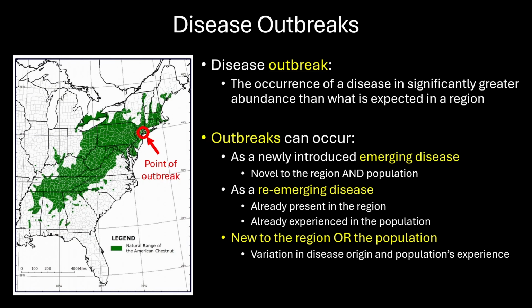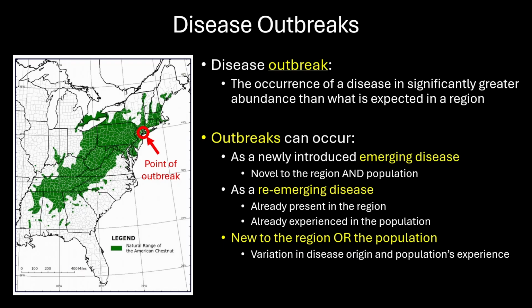This instance of the disease being introduced or occurring in this new environment is what we would call an outbreak. It's the occurrence of a disease in a significantly greater abundance than what is expected in that region. It wasn't known from the region, and so it was introduced. Its expected occurrence is 0. So any instance in that case is an outbreak.